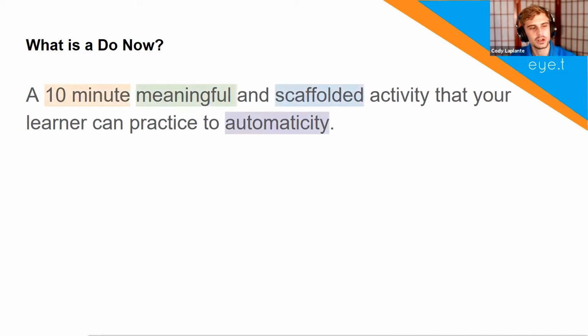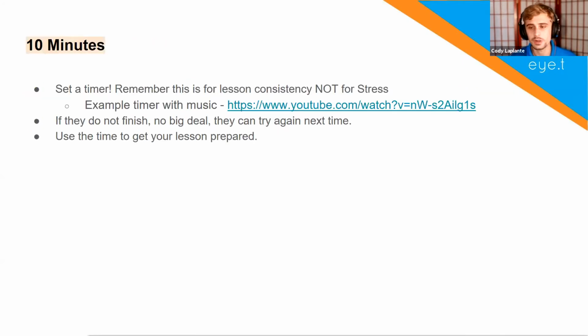Yeah, so we're going to be going over one by one: 10-minute, meaningful, scaffolded, and automaticity. What do these words mean, and how do we use these concepts to make a really engaging do now? Let's see. All right, so it's 10 minutes. That's the first thing, right? The first thing is that our do now is 10 minutes.